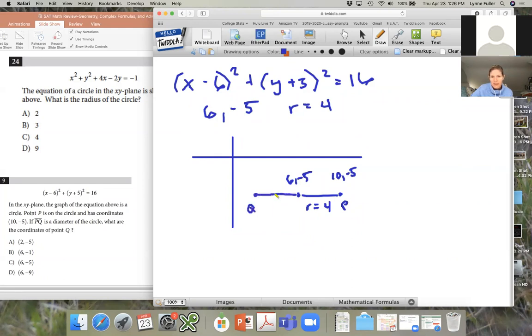If I go this direction, I would just subtract 4 from 6. So that point is going to be 2, -5. So there we go. So that would be another example.